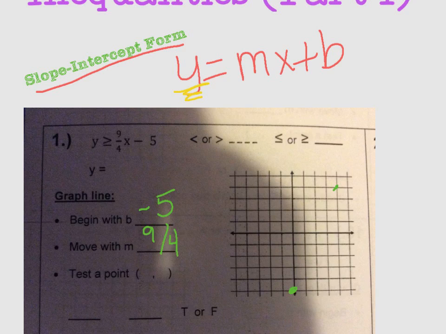If we look at our inequality here, we have greater than or equal to. Looking at the right hand side, our little notes over here, when we have an equal to sign, that is represented by a solid boundary line. So with your ruler, you're going to take and connect these two dots with a solid line.